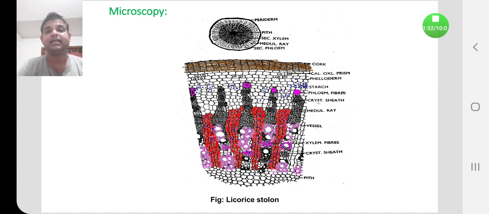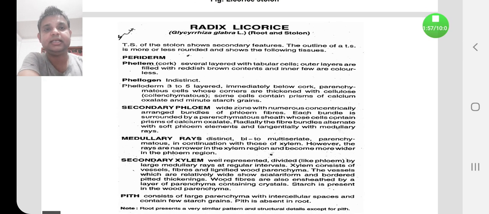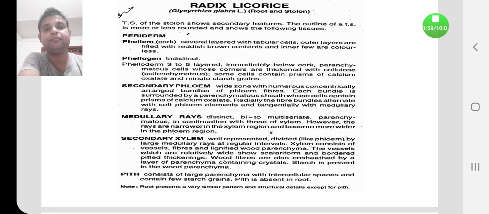Generally, from the external bud where the licorice root is grown, if we take the section from there, it generally contains pith, whereas if we take the transverse section from the cylindrical stick part, the pith is generally found to be absent. So let us see what are the different things we are going to find. First thing is the periderm.